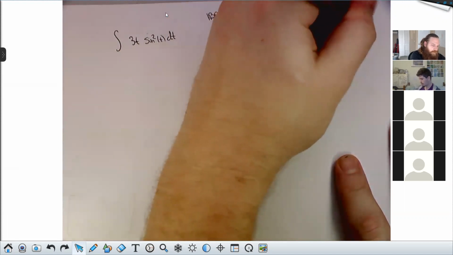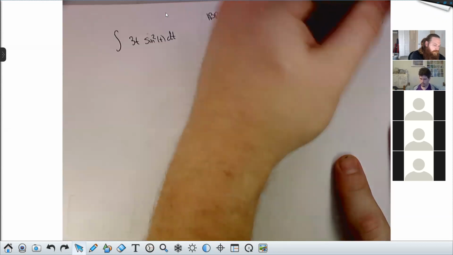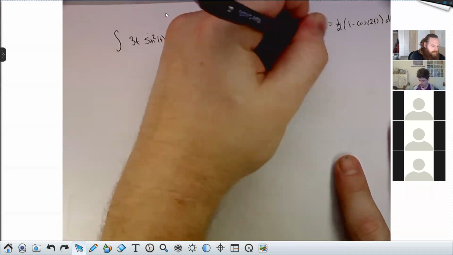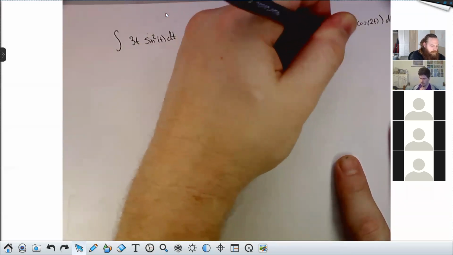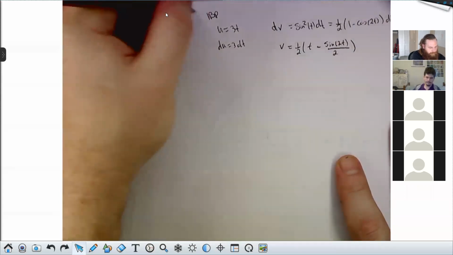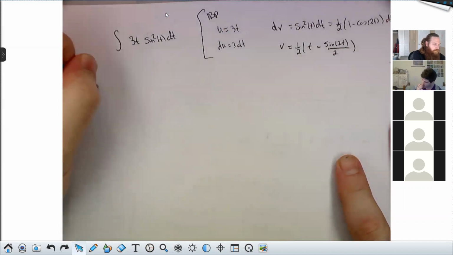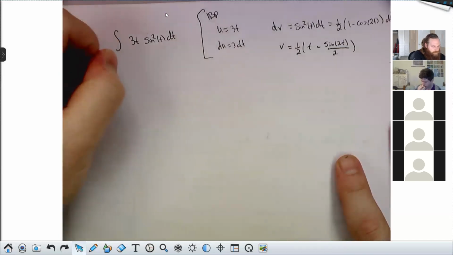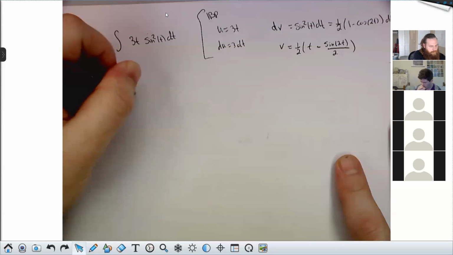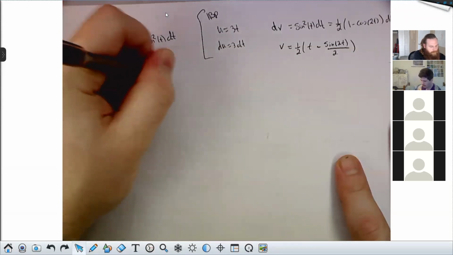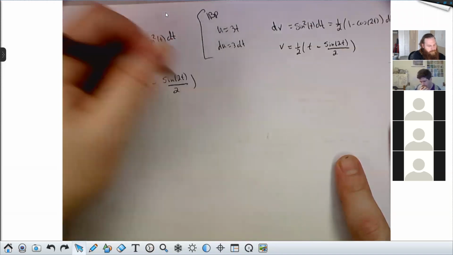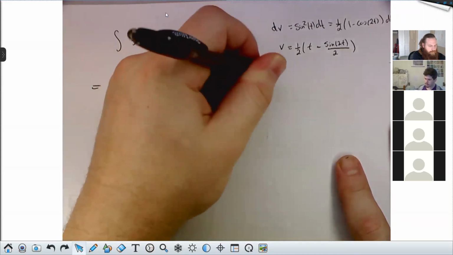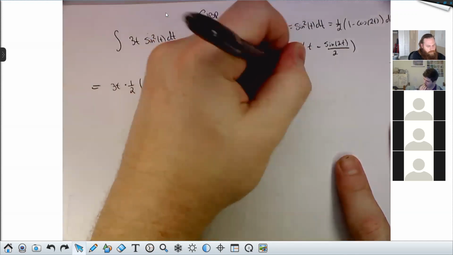To integrate sine squared, I call it 1/2 (1 minus cos 2t) dt. So v is the integral of that, which is 1/2 (t minus sine 2t over 2). So that's my IBP table. And now I follow the formula, u times v minus the integral of v du.